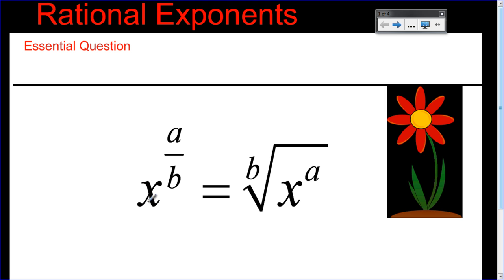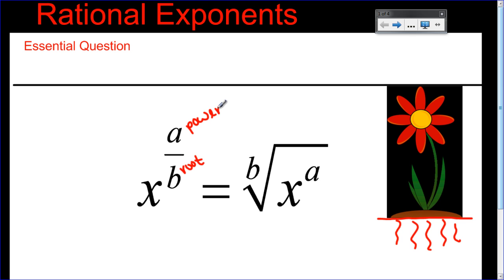So if you have a base like x taken to a rational or fractional exponent a over b, you can rewrite it as the root, the b, of the base to the power of a. So if you think about a flower, okay, if you have a flower that looks like this, down here it has all the roots growing underneath the ground. So if this is like our fraction, my root is on the bottom. So this is my root. And my power, my flower power, sits on top.